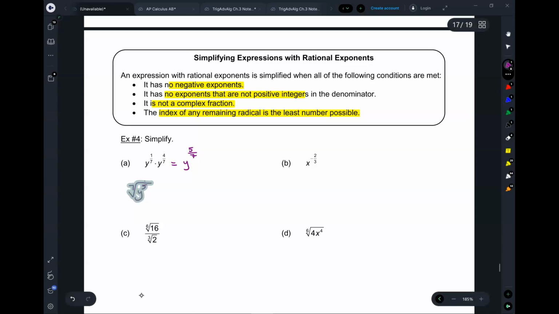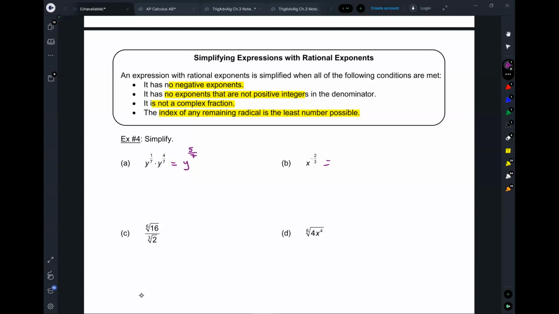Okay? All right. So this is it. This is fine. Yeah, this is the final answer. No, you don't have to write it in root form because writing it in root form is not more simplified. It's just another way of writing it.